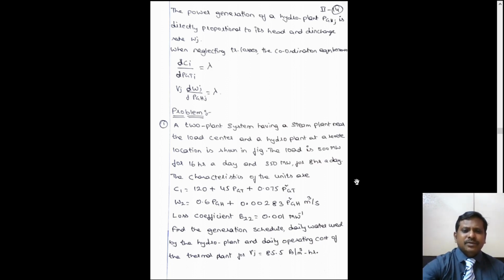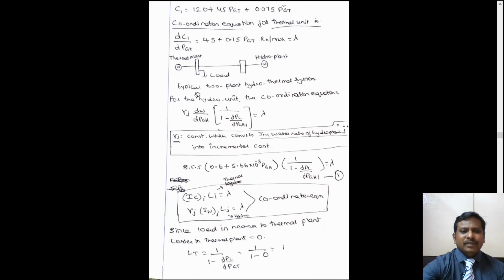So as you know from the coordination equation, dC1/dPg1, here 1 means t, right? So dCt/dPgt is equal to 0.075 into 2 Pgt plus 45. Next one is dC1/dPg1 into the penalty factor 1 by 1 minus ∂PL/∂Pgt. From the figure you have to find the PL. This is what we have written here. Obtain this equation as lambda.